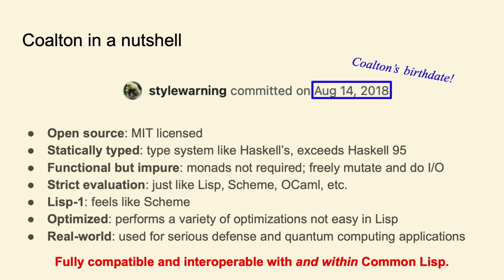A little bit about Coalton. It started in 2018. Actually, the first time I talked about Coalton was at SBCL 20, where I kind of shared this idea like, maybe we should have strong types in Lisp. Coalton is open source. It's MIT licensed. Statically typed. The type system exceeds that of Haskell 95.